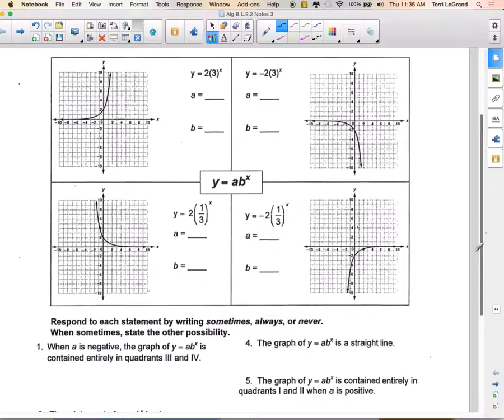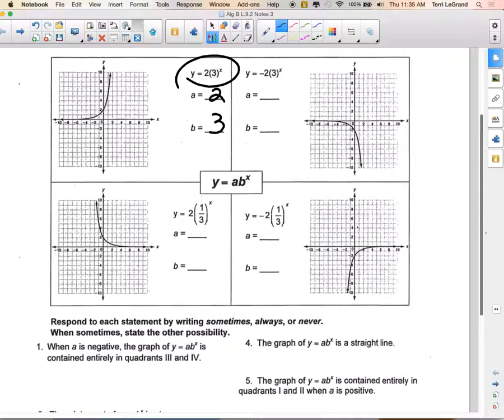In the upper left-hand corner of our table here, we have y equals 2 times 3 to the x power. Go ahead, fill in what the a and the b value are. Fill that in, because I know you can. Okay. A is 2. B is 3. Okay. Well, let's just go through these and fill them all out and see if we can start making some suppositions, some conjectures, some conclusions.